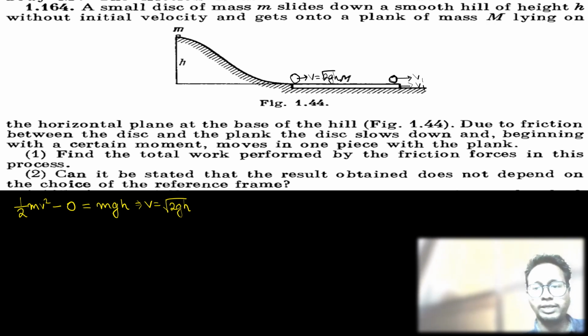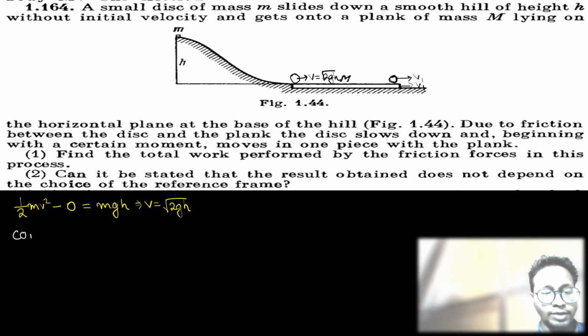Now we need to find out v1. What is the velocity v1? Now see, between the ball and the slab, the friction is an internal force. So can I apply conservation of momentum? Initial momentum of the ball plus initial momentum of the slab is equals to final momentum of the ball plus final momentum of the slab. Why? Because no external force is acting on this ball-slab system. So applying conservation of momentum between the ball and the slab.